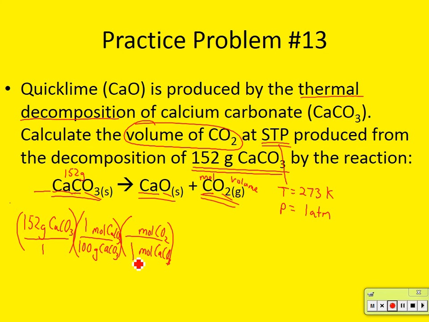So how many moles of calcium carbonate do I have? One. It's no number, but it's implied 1. How many moles of CO2? One. Just 1. Now, can I stop there if I wanted to find moles of CO2? Yep. Because as you'll notice, I want you to cross out your units here. Everything else cancels out. Times everything across the top. 152 times 1 times 1 is 152. Times everything on the bottom. 1 times 100 times 1 is 100. What's 152 divided by 100? Good. 1.52.